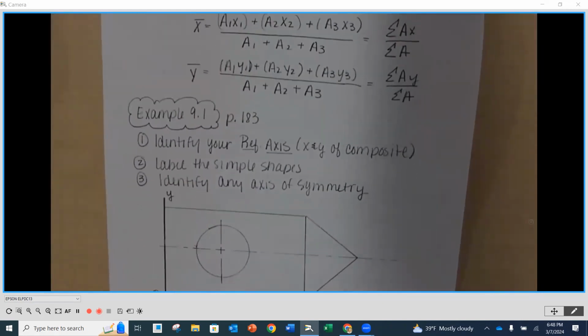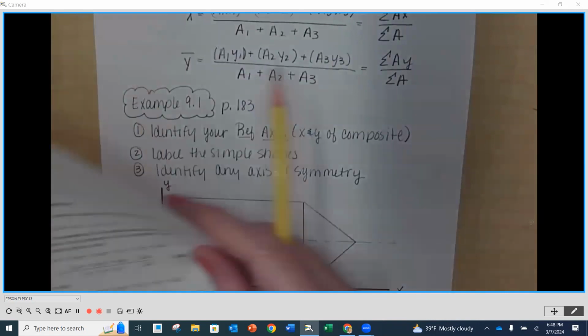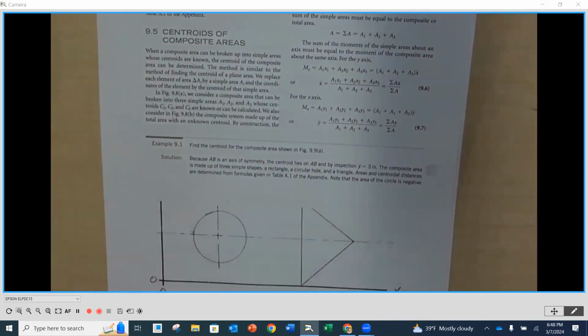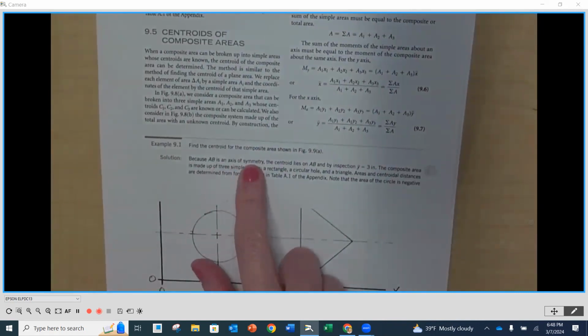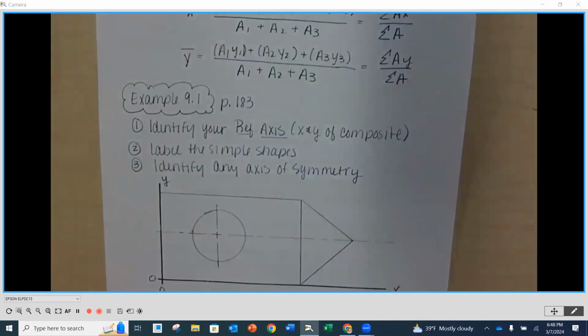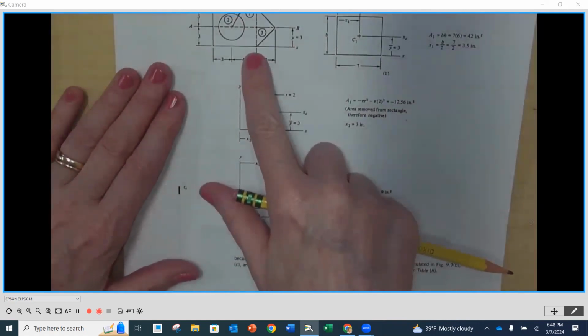So we're going to mimic the process by going through example 9.1 that starts on page 183 at the very, very bottom. Okay. So on the bottom of page 183, right down here, it says we want to find the centroid of the composite area shown in figure 9.9, which is right up here.